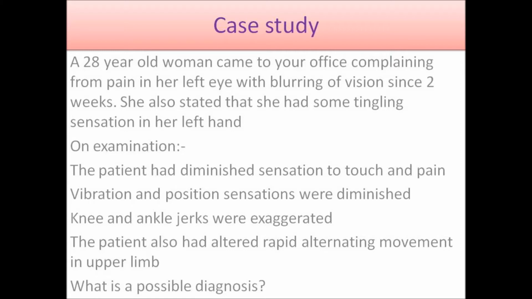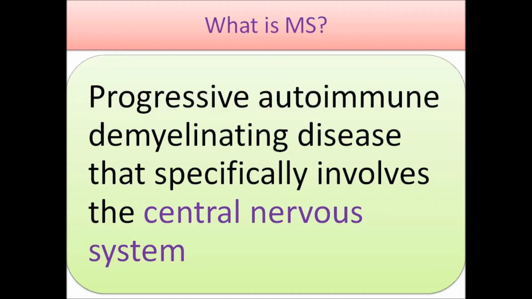You have a patient who is usually female in her 20s or 30s, presented with a history of multiple neurological manifestations in different sides of her body. On examination, the same is seen: multiple neurological lesions at multiple sites. So, what is multiple sclerosis?